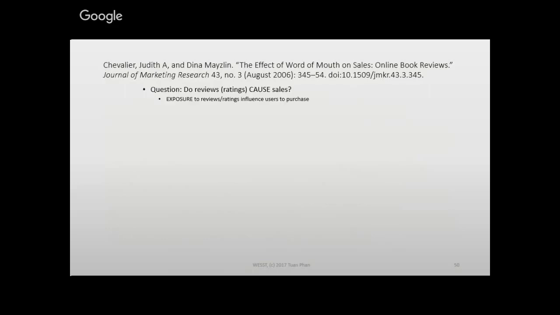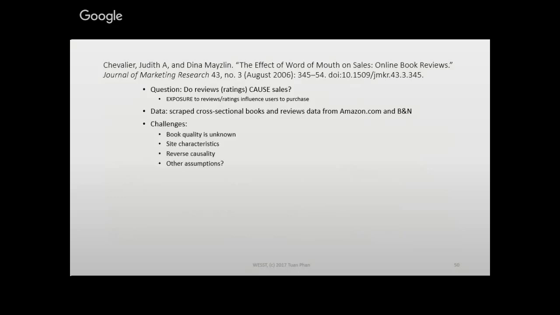So here, do ratings cause sales of books on Amazon and on Barnes & Noble? They scraped the data from the two sites, and this is cross-sectional, unfortunately for them. But the challenge here is that book quality is really unknown. You don't know that the Harry Potter book is really that great, right? If you look at sales, that's a little bit tautological logic. You're saying sales indicate the quality of the book, but then quality predicts sales. That's very circular logic. Okay, so we cannot use that.